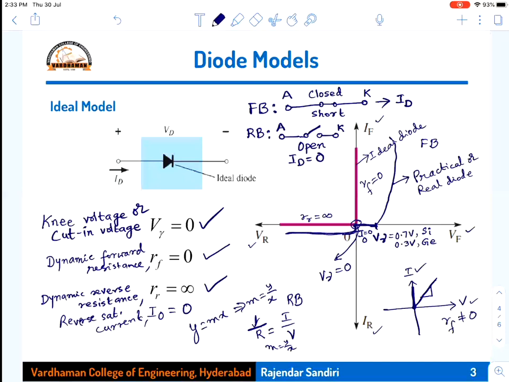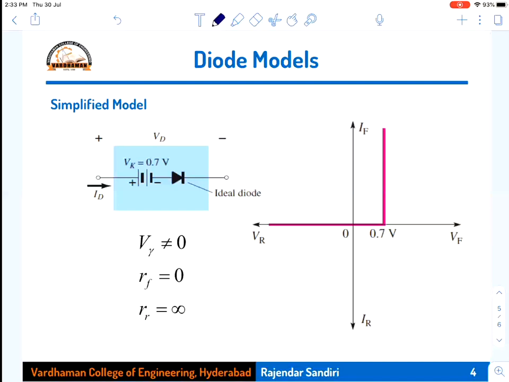So next model, the simplified model. In the simplified model, the ideal diode, which is acting like a switch, will be as it is. That switch will have forward resistance 0 and reverse resistance infinity as it is. Along with that, the voltage is not 0, it has its cutting voltage. Therefore, I am keeping a battery in the equivalent circuit as Vk, or V gamma, the cutting voltage or knee voltage, as 0.7 volts.